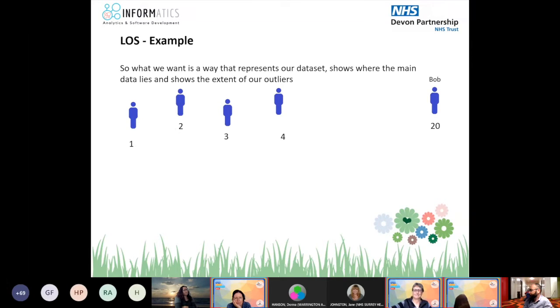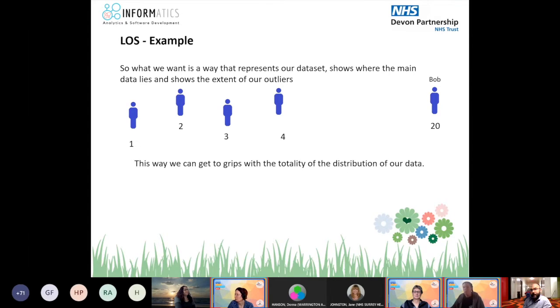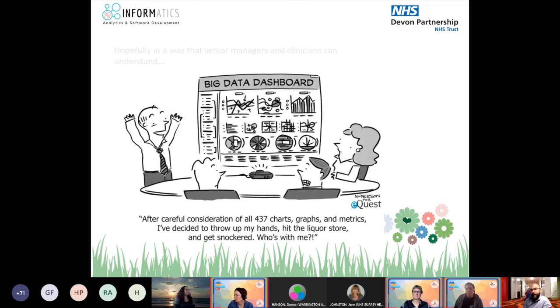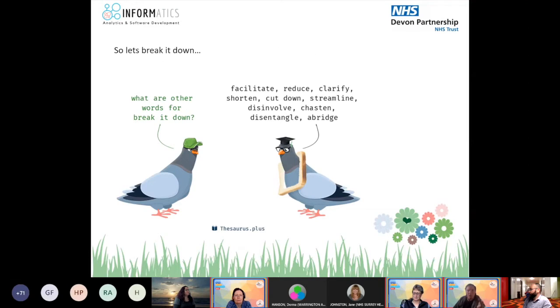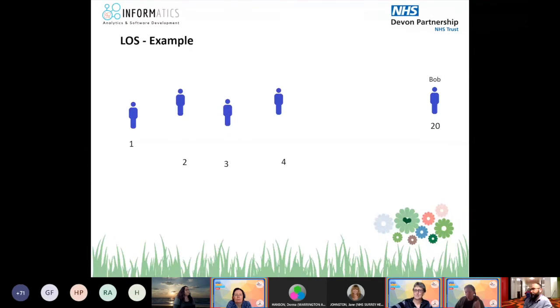So what we want is some magic way that we can show that whole distribution of our length of stay in an easy, recognizable way that is explainable, and we can actually get a feeling of what is going on. So what we want to do is hopefully represent that in a way that senior managers and clinicians can actually understand. So we're going to break it all down, possibly dumb it down.